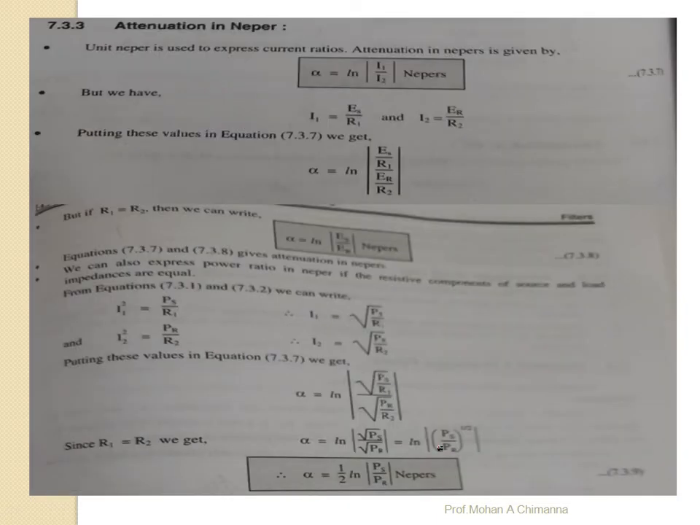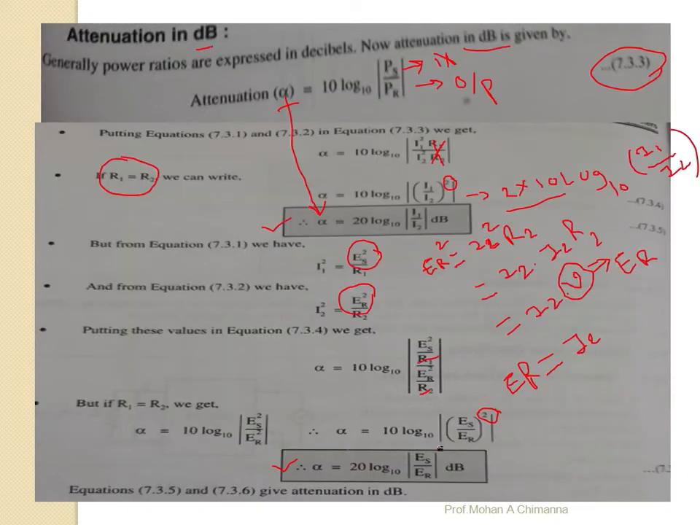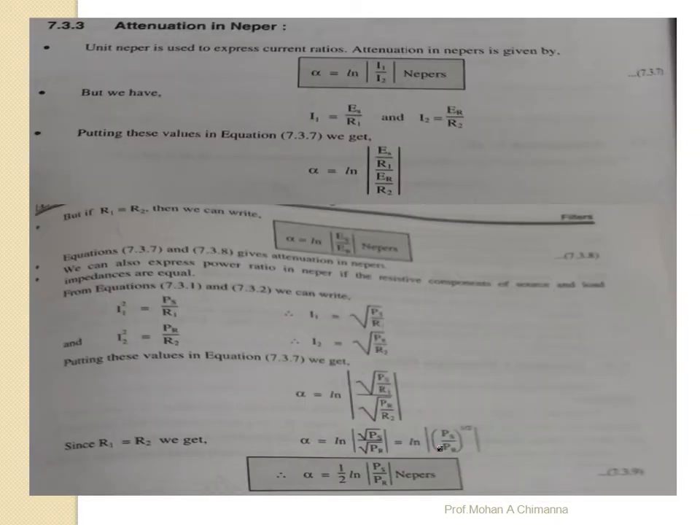Then move towards the Neper. The Neper is the next unit of attenuation, and the unit Neper is used to express the current ratio. So the attenuation in Neper is given by, here the natural logarithm is taken, not the base 10 logarithm. So alpha is equal to the natural logarithm of I1 upon I2 in Neper.